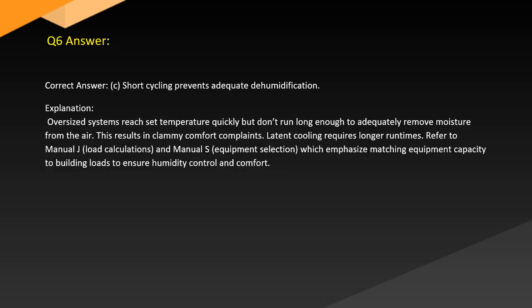Answer. Correct answer: C. Short cycling prevents adequate dehumidification. Explanation. Oversized systems reach set temperature quickly but don't run long enough to adequately remove moisture from the air. This results in clammy comfort complaints. Latent cooling requires longer runtimes. Refer to Manual J, load calculations, and Manual S, equipment selection, which emphasize matching equipment capacity to building loads to ensure humidity and comfort.